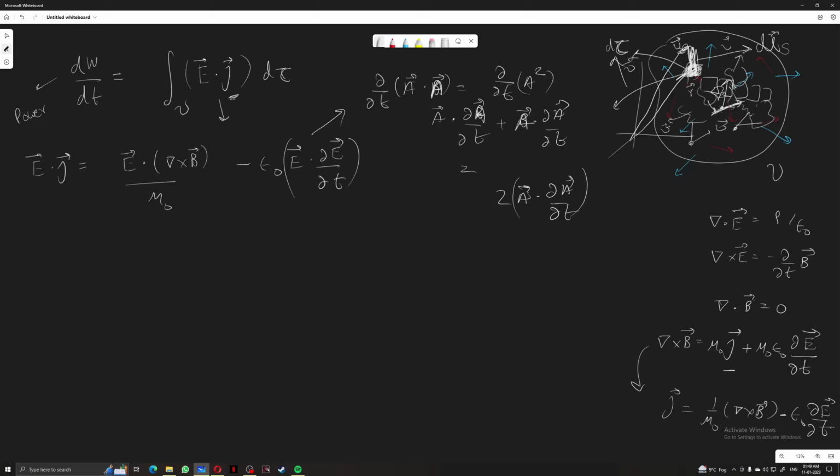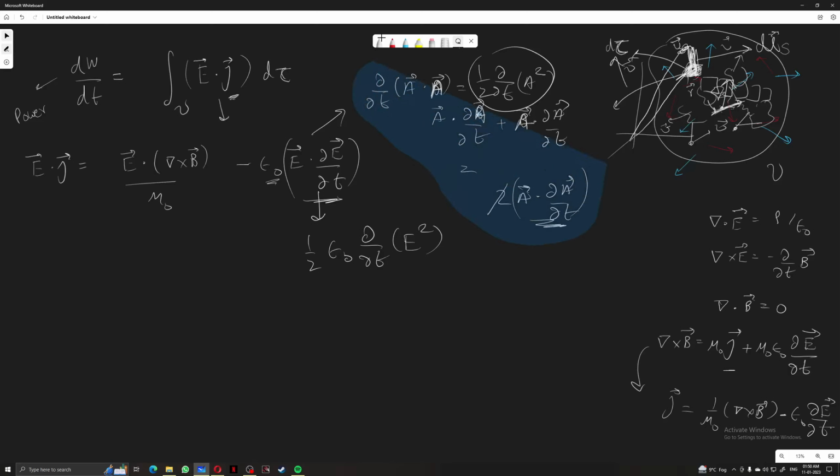Therefore you can write down this term as, if you bring the 2 over here, and similarly you have a similar term here, E dot dE over dt. So I can write down this term as half of epsilon naught, epsilon naught comes from here, times d over dt of E square. This is what I can do.